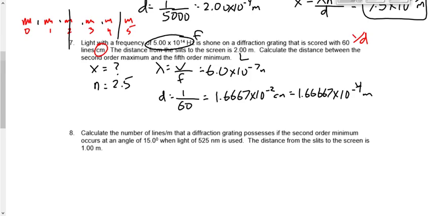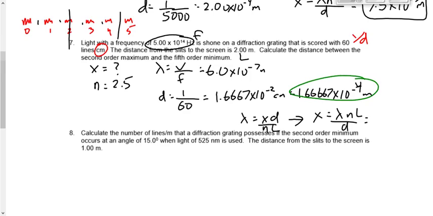Let's use the equation lambda is equal to xd over nL again. Rearrange that to solve for x: x equals lambda nL over d. Again, we sub in the numbers that we got. Make sure you use the meters here. When we do that, we get a value for x of 1.8 times 10 to the negative 2 meters.